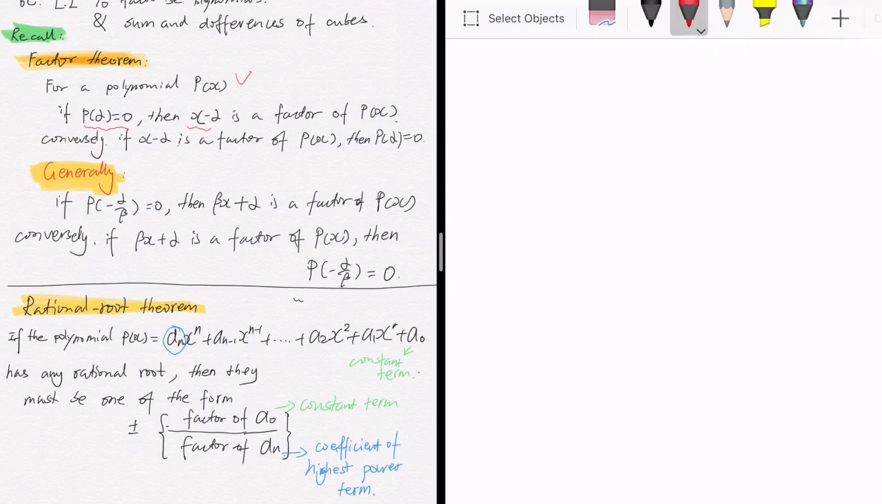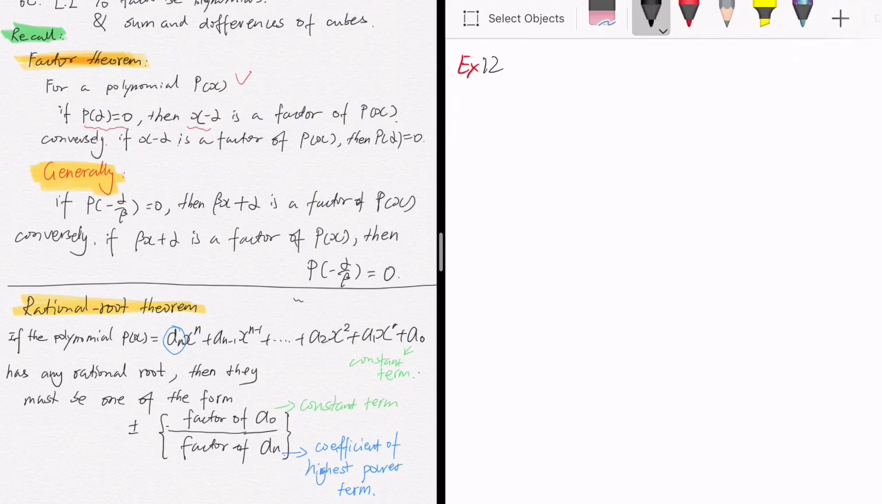Now, all this definition may sound confusing, or you may have no idea what this theorem is talking about. Don't worry, we're going to continue with more examples to help you understand the application, and through the application, you will understand the factor theorem a little bit more. So now we're going to start with example 12.